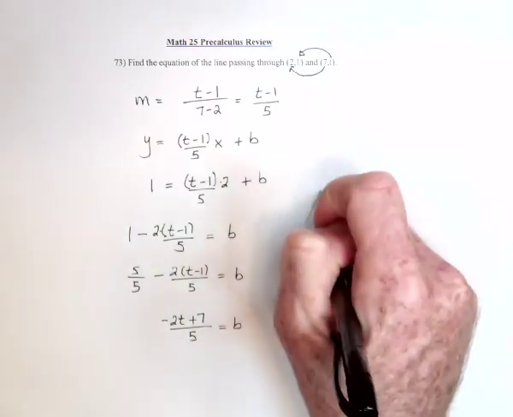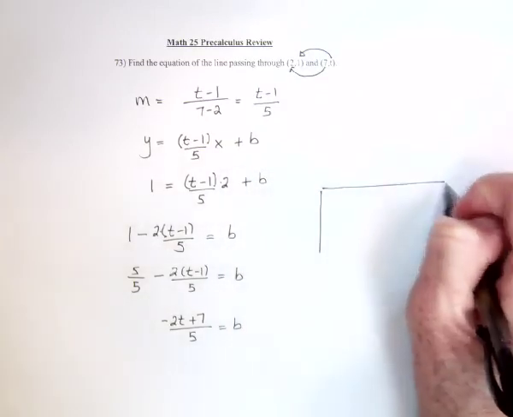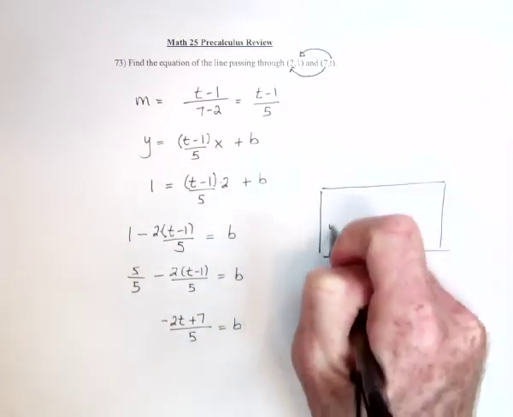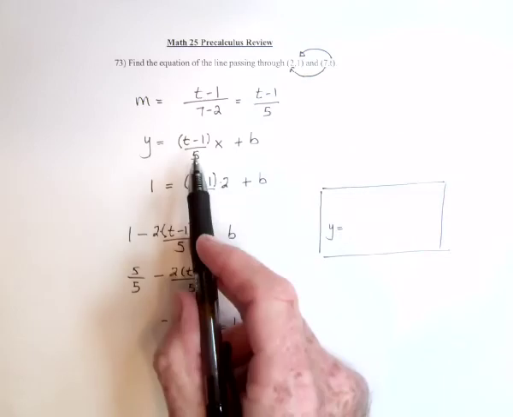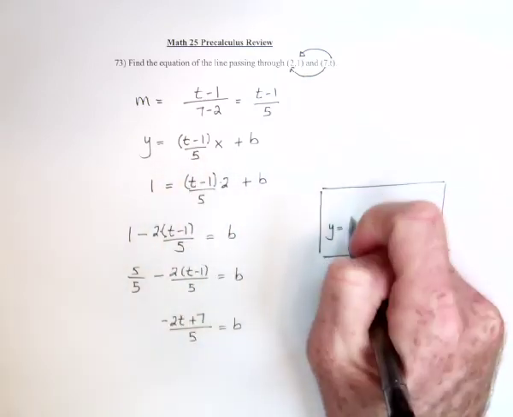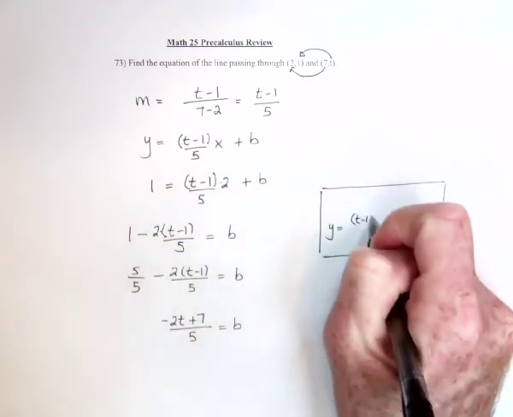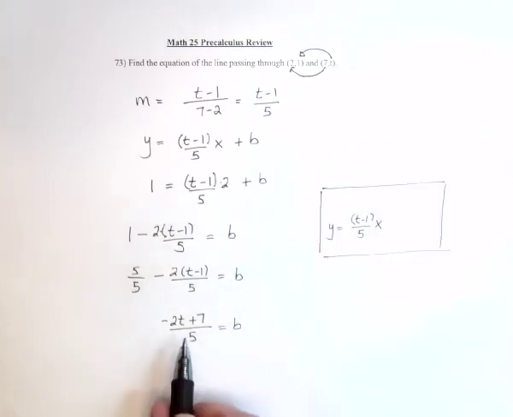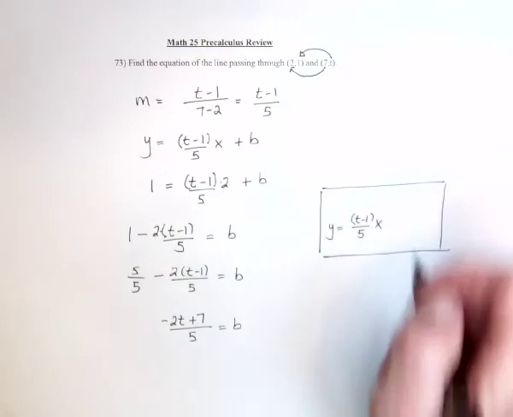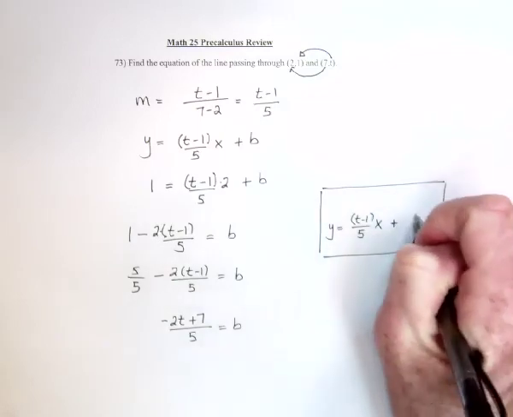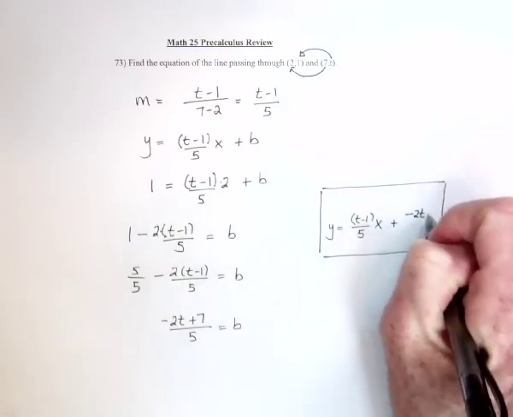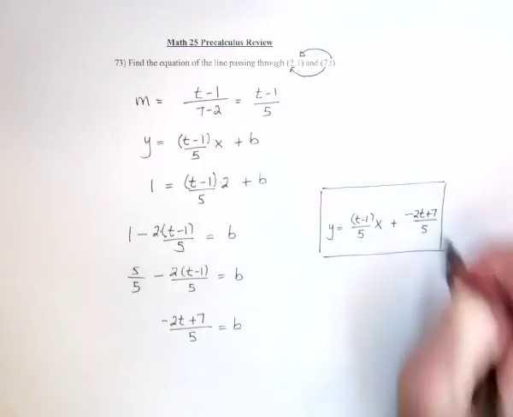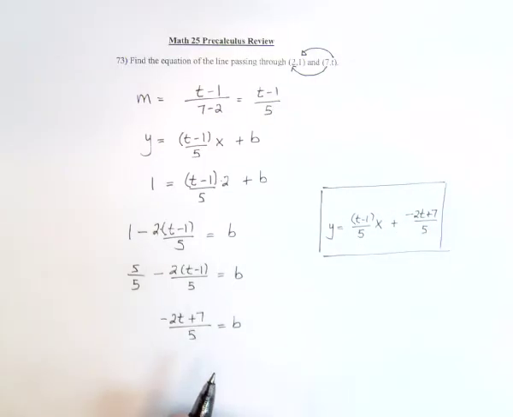So finally, we have our equation. Y is equal to, so we had the beginning part already. T minus 1 over 5 goes in front of x. And then over here we've got the b. So plus the fraction negative 2t plus 7 over 5. And that is the equation of the line.